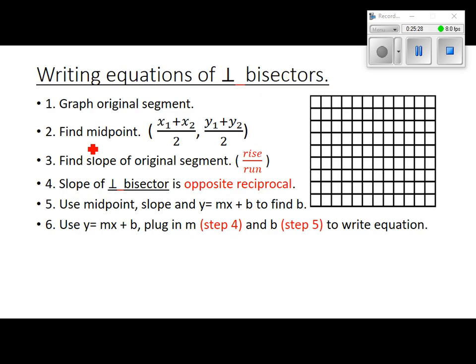Writing equations of perpendicular bisectors. Nothing for you to fill in on this. I just want you to listen because we're not going to do a whole lot with this. We did this earlier this year. Some of this, you just got to know how to do it. And these are the steps. Graph the original segment. So if we just make up some segment here.